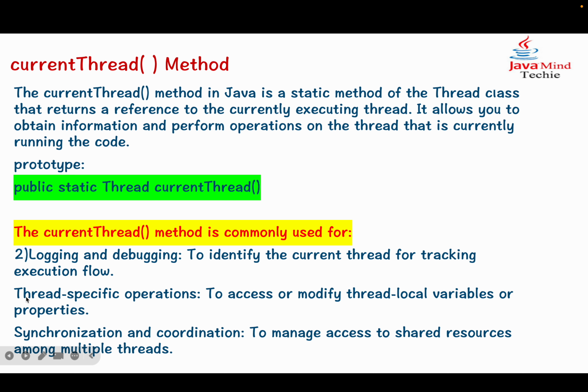Second, you can use currentThread for thread-specific operations, to access or modify thread-local variables or properties. Keep all these points in mind, because anybody may ask you why you use the currentThread method and what the benefit is. Then, synchronization and coordination: to manage access to shared resources among multiple threads. For that purpose also you can use the currentThread method.